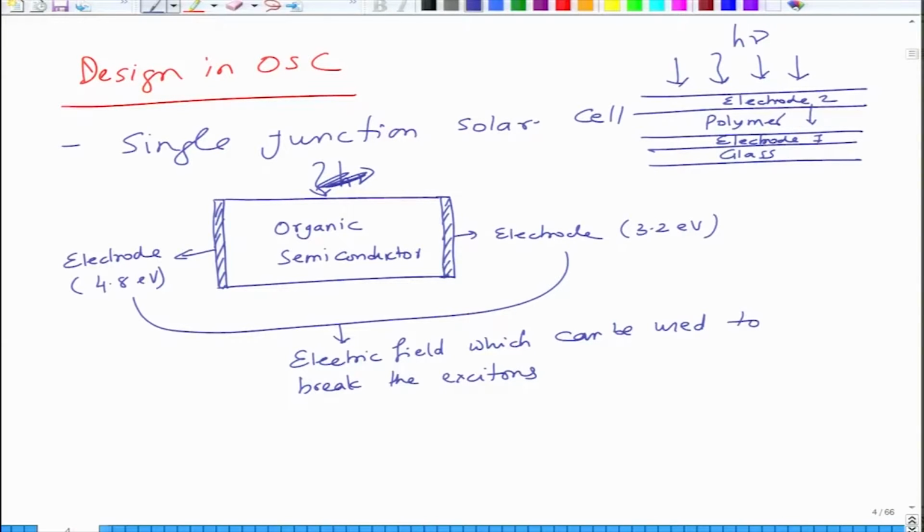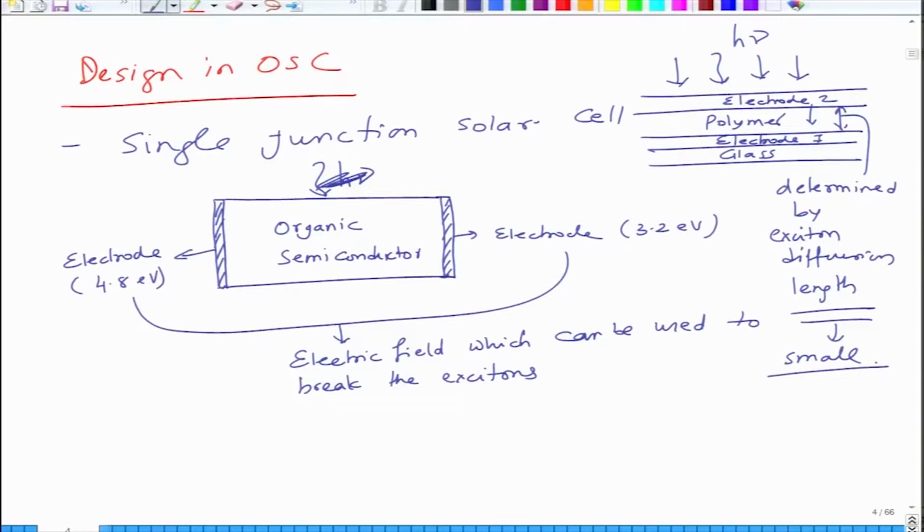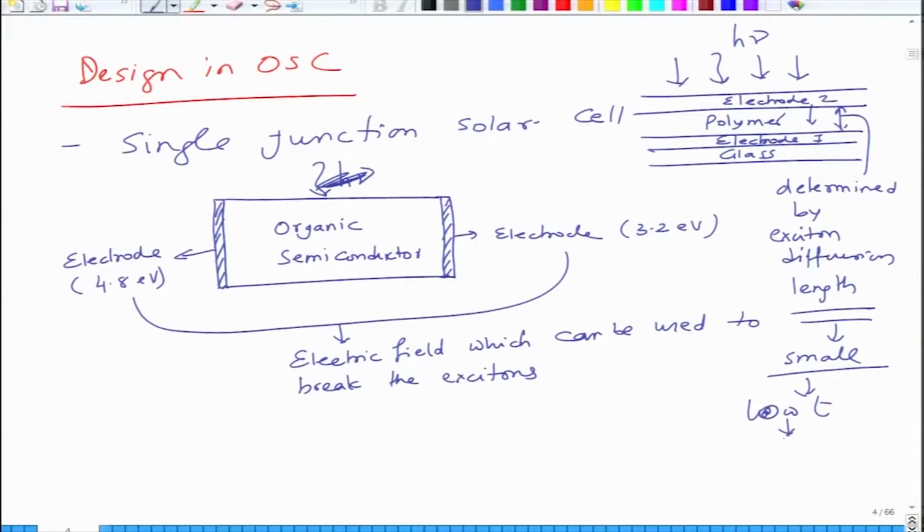So when exciton diffuse, the thickness of this polymer is determined by exciton diffusion length, which is very small. So as a result, these devices are not very thick, they are very thin. So since they are very thin, they cannot absorb a lot of light, which means low thickness, which means smaller absorption. So as a result, quantum efficiency of these devices is generally lower because they cannot absorb a lot of photons.